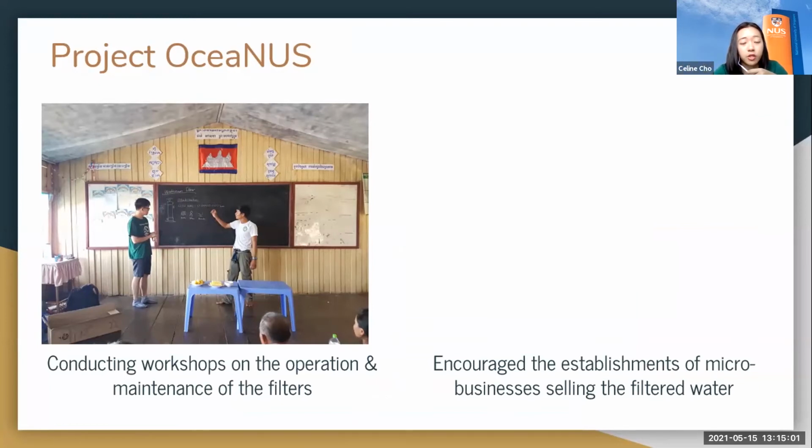And through the help of the village chief, we've also encouraged the establishment of micro businesses selling the filtered water. The filtered water will be typically priced lower than the market price, to encourage its uptake, and they will also earn some profit, which will be used to purchase new filter parts, so that this project will have greater sustainability in the long term.